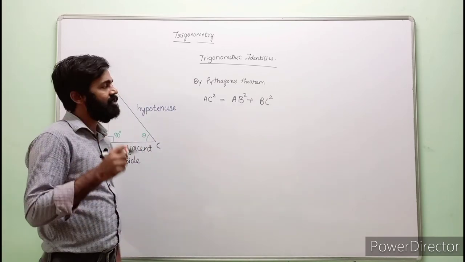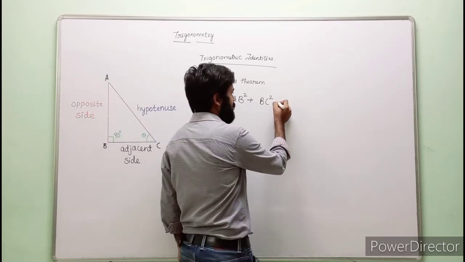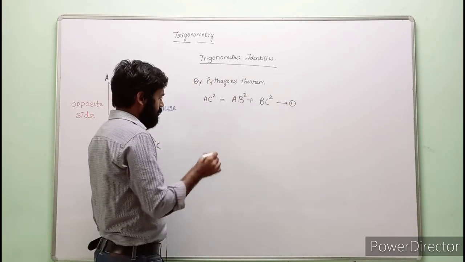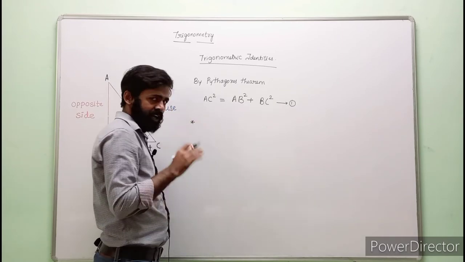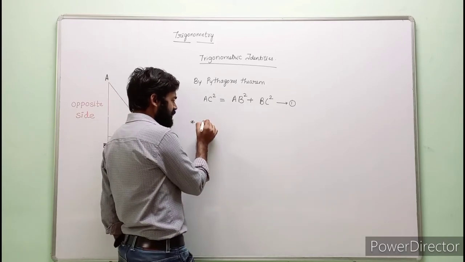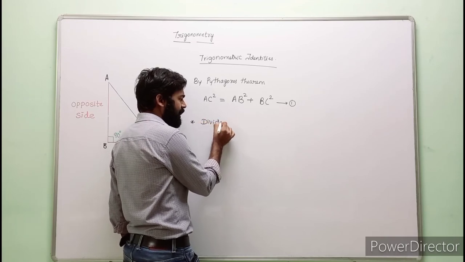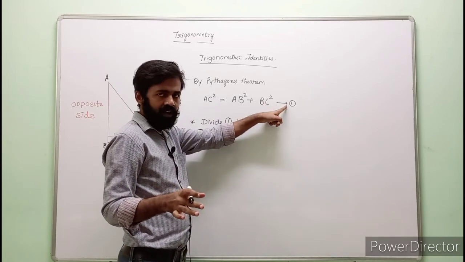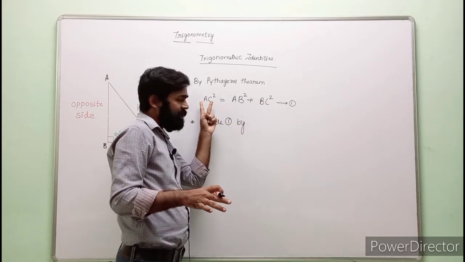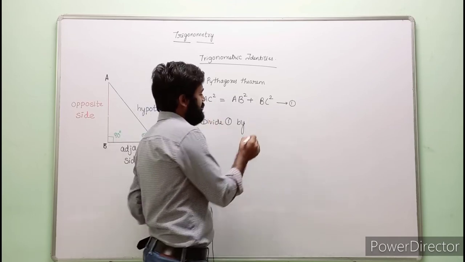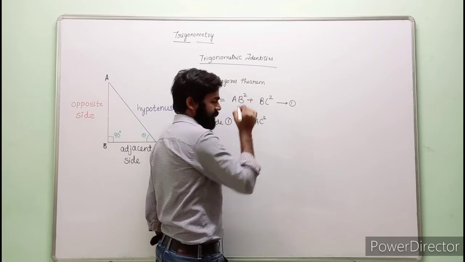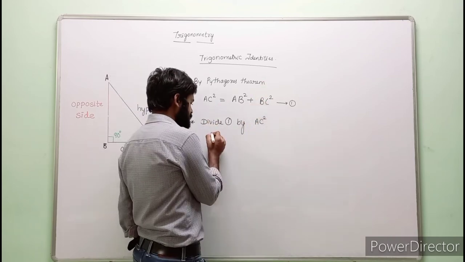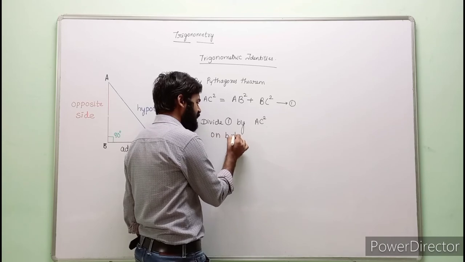Now let's derive the three trigonometric identities. I will call this equation 1. To derive the first trigonometric identity, I will divide equation 1 by the first term. What is the first term here? AC square. I will divide equation 1 by AC square on both sides.